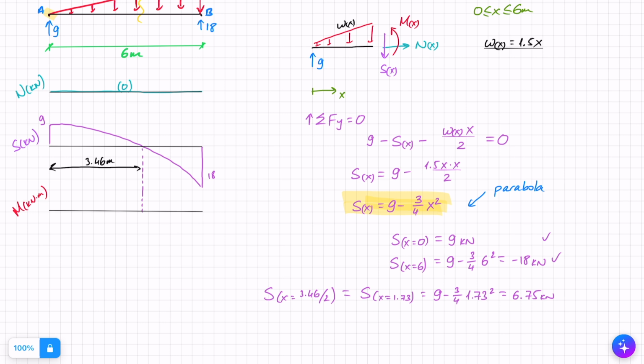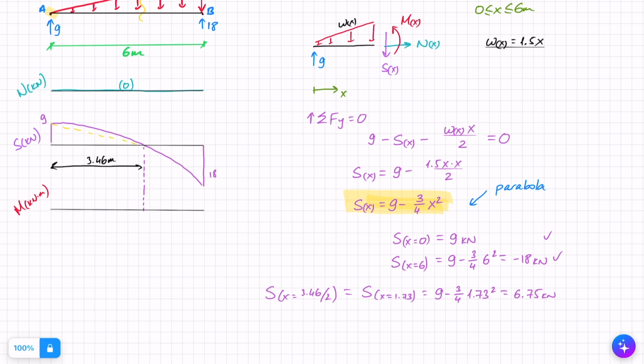Now, if this was linear and this was a straight line here, we know that at the middle it would be 4.5, right? At the middle. But actually it's 6.75, which means it is higher than that half mark. And so you can see why it's drawn like that.